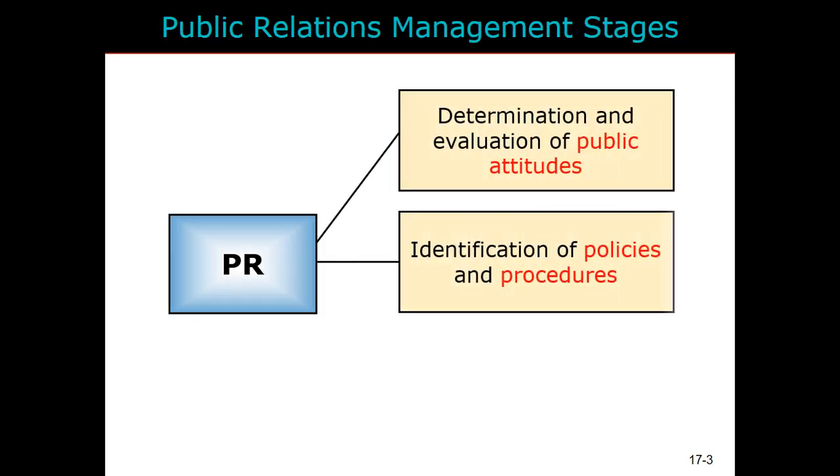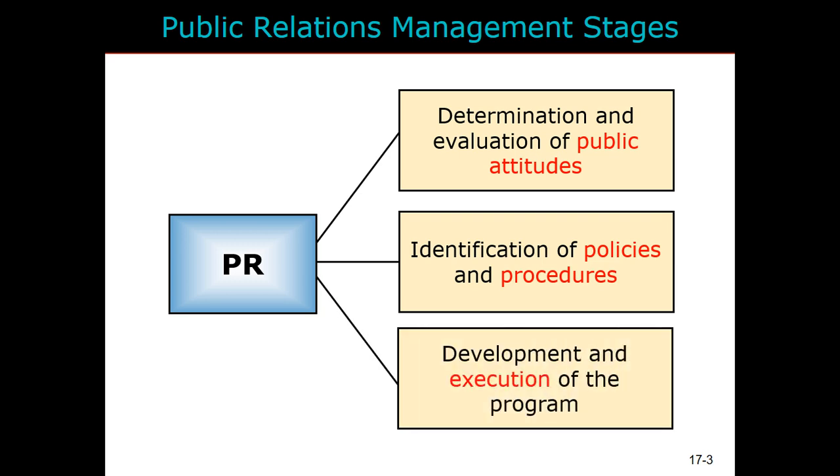There are different stages in PR management. First stage, determination and evaluation of public attitudes. First, you need to know how the public is viewing you, what kind of attitude the public has towards your company. And then you need to identify your policies and procedures, and then you develop and execute the program for PR management.